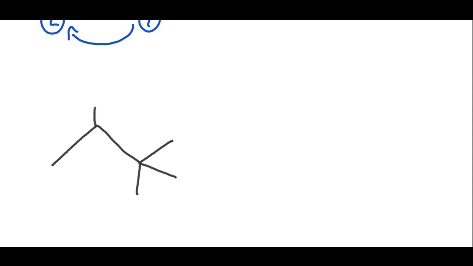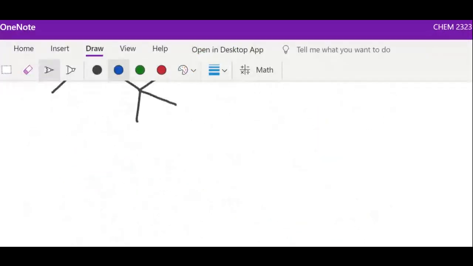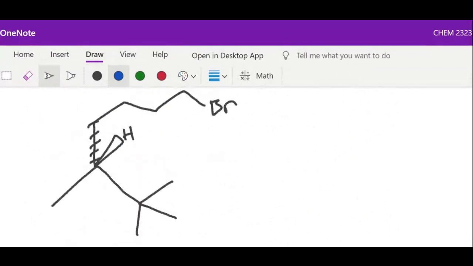So let's say I have something like this, and I have a bromine all the way here, and let's say this is on a dash, and I have a wedge hydrogen. If I were to number this, so I'm going to put 4 here. I have a T-butyl. So I have a carbon, carbon, carbon, right? So I can't figure anything out.